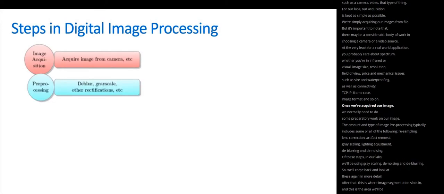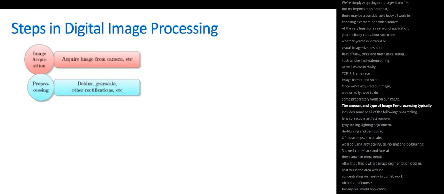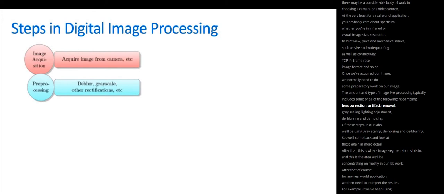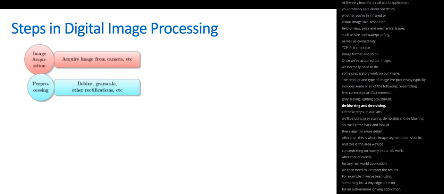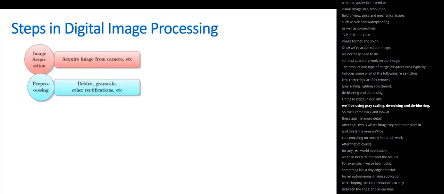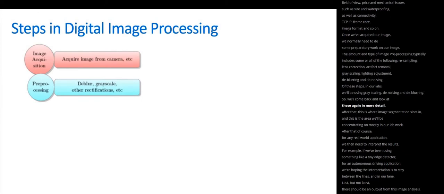Once we've acquired our image, we normally need to do some preparatory work on our image. The amount and type of image pre-processing typically includes some or all of the following: resampling, lens correction, artifact removal, grayscaling, lighting adjustment, deblurring, and denoising. Of these steps, in our labs, we'll be using grayscaling, denoising, and deblurring. So we'll come back and look at these again in more detail.